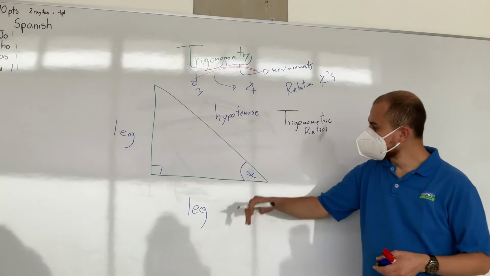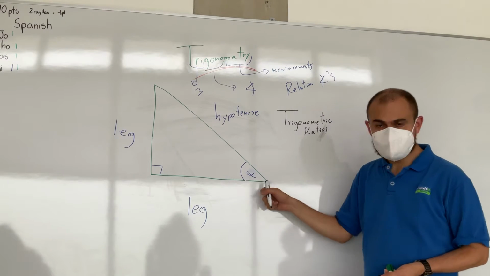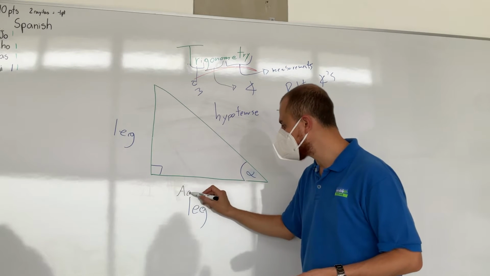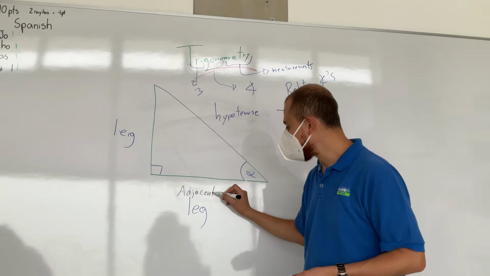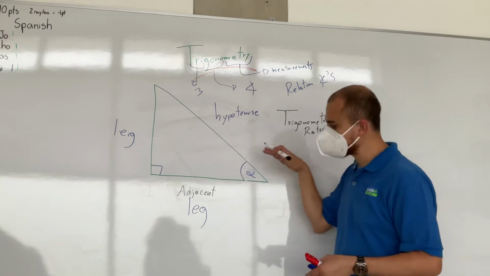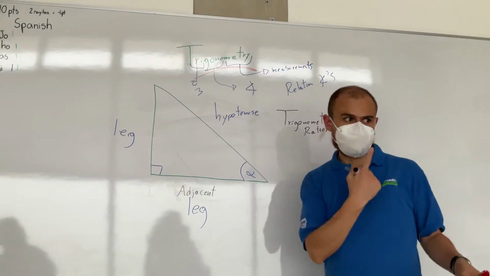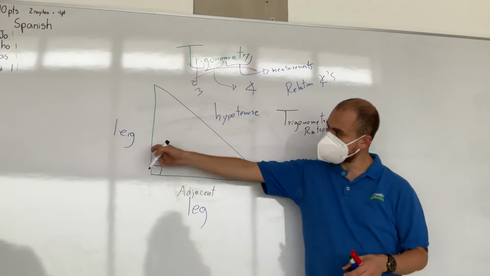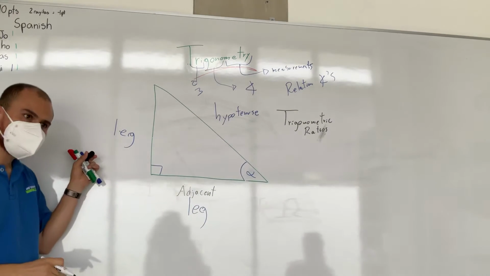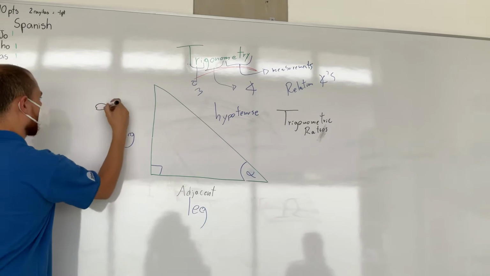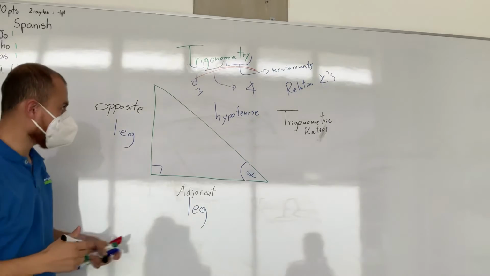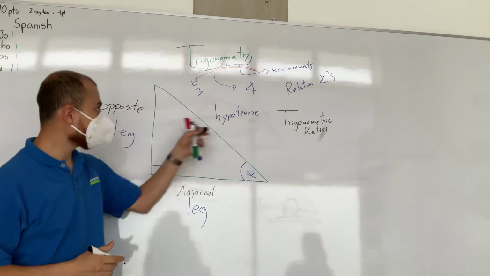In perspective to alpha, the leg that is next to it is called the adjacent leg. When something is adjacent, it is next to it. And what do you think I'm going to name this one? It is on the other side: opposite. Opposite leg. So we have adjacent leg, opposite leg, and hypotenuse.